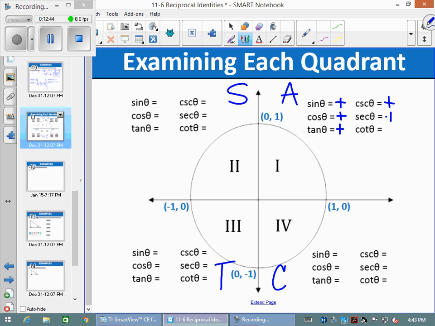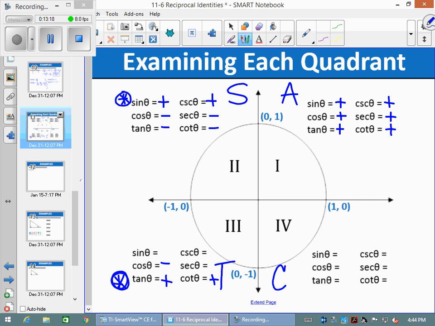In quadrant 2, the S tells me that only sine is positive. Now that sine has a reciprocal, cosecant is also positive in quadrant 2. Everything else is negative. The T stands for tangent, so we know that only tangent is positive in quadrant 3. But tangent now has a reciprocal function, cotangent. So tangent and cotangent are positive in quadrant 3, and everything else is negative.